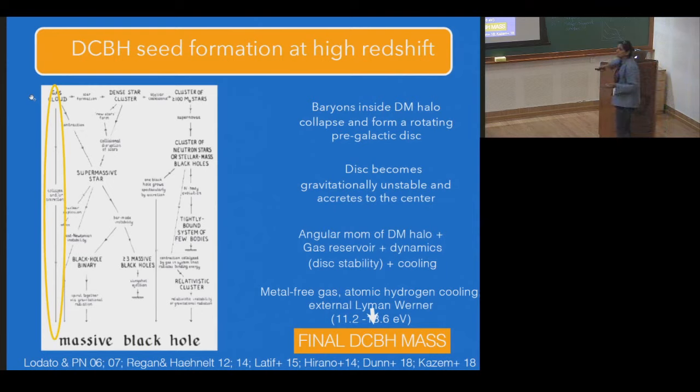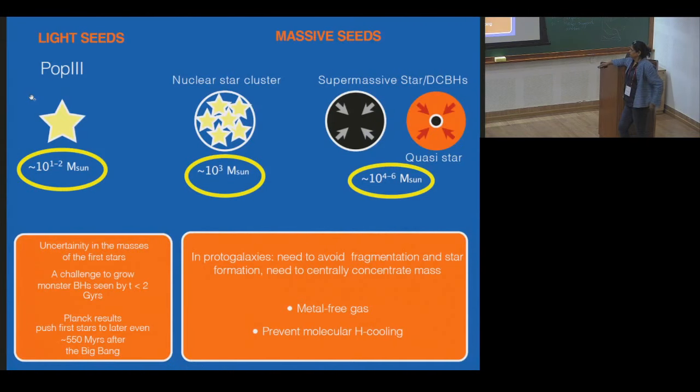And of course, as it turns out, you can check whether these conditions are sensible, whether they are available in cosmological simulations, and you find that they are. Okay? So this is a synopsis of the seed formation, our current understanding. There are broadly two categories of initial black hole seeds. The light seeds are your usual population 3 seeds, perhaps with masses between 10s to 100 solar masses. Remember, there's a lot of uncertainty about the IMF of these stars.